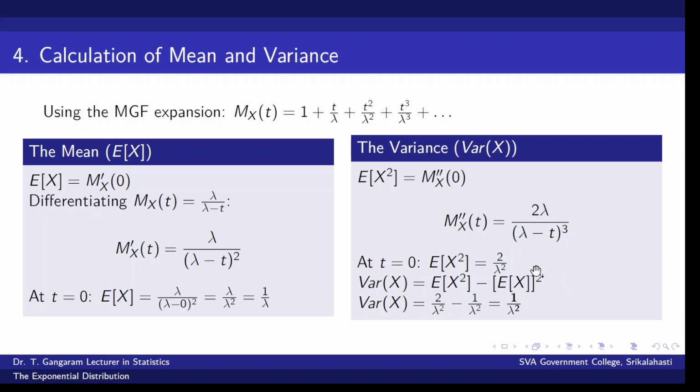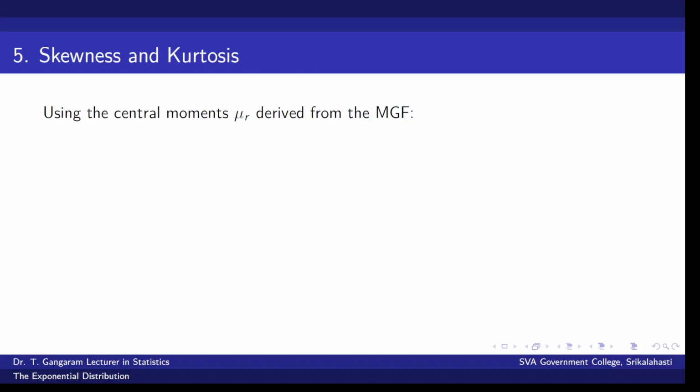Applying the expectation of X square and expectation of X in the formula of variance of X, we get variance of X is equal to 2 by lambda square minus 1 by lambda square, that is equal to 2 minus 1, 1 by lambda square. It is the variance of exponential distribution.